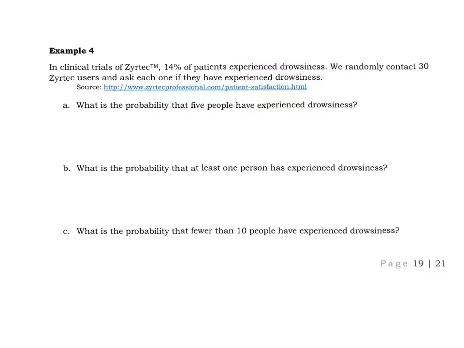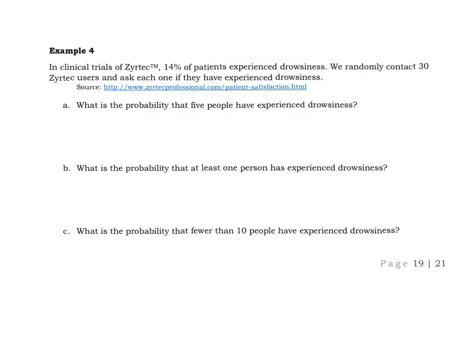Okay, so what is the probability that 5 people have experienced drowsiness? So first thing, let's make sure we've got a binomial situation. Okay, yes, we do have a success or failure, drowsy or not. Okay, we have independent trials and repeated, 30 of them, and independent because what one Zyrtec user has happened has no bearing on another. Okay, so we should be doing that.